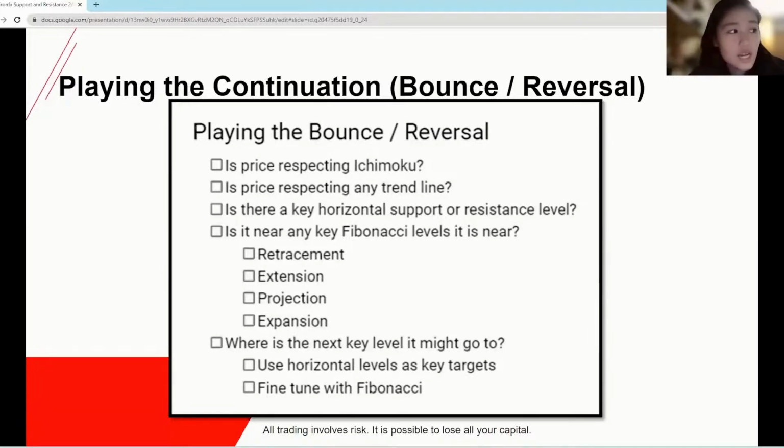So here's another guide or checklist for you to look out for. So firstly, we have, is price respecting Ichimoku? Is price respecting the trend line? Key horizontal support or resistance levels? Is it near any key Fibonacci levels? And where's the next key level it might go? And then we fine tune with Fibonacci levels.